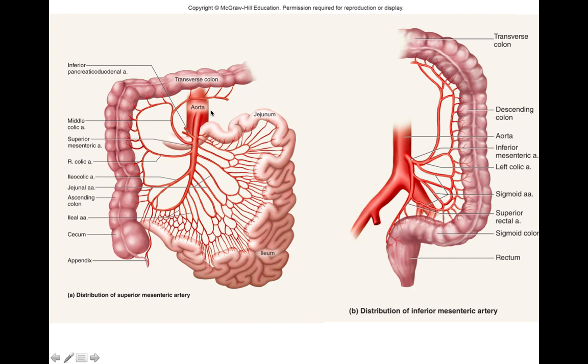Here is a great picture showing the difference between the superior and inferior mesenteric arteries. This is a picture showing the distribution of the superior mesenteric artery. You can see it serves the small intestine as it continues to branch over here, and then it also serves a pretty good portion of the large intestine along the ascending and transverse colon. The inferior mesenteric artery, as we move down the aorta, serves a little bit of the transverse colon and then the descending colon and the rectum.